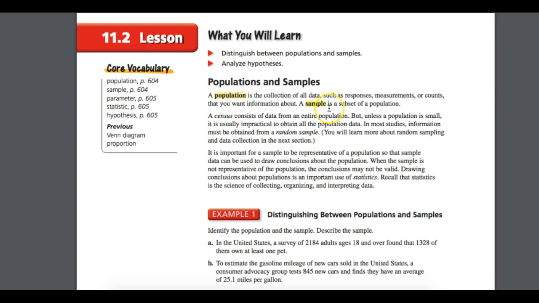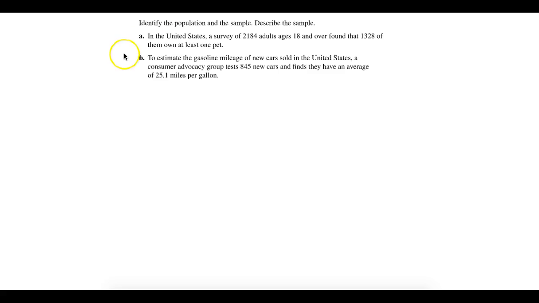A sample is a subset of that population. So sometimes it's not possible to take data on all of the people in a population or all of the items in a group. So sometimes you use a sample to collect data. So you take data from a subset and then apply those results to an entire population. So let's go look at our examples right here. And we're going to get an explanation as to why these are populations or samples.